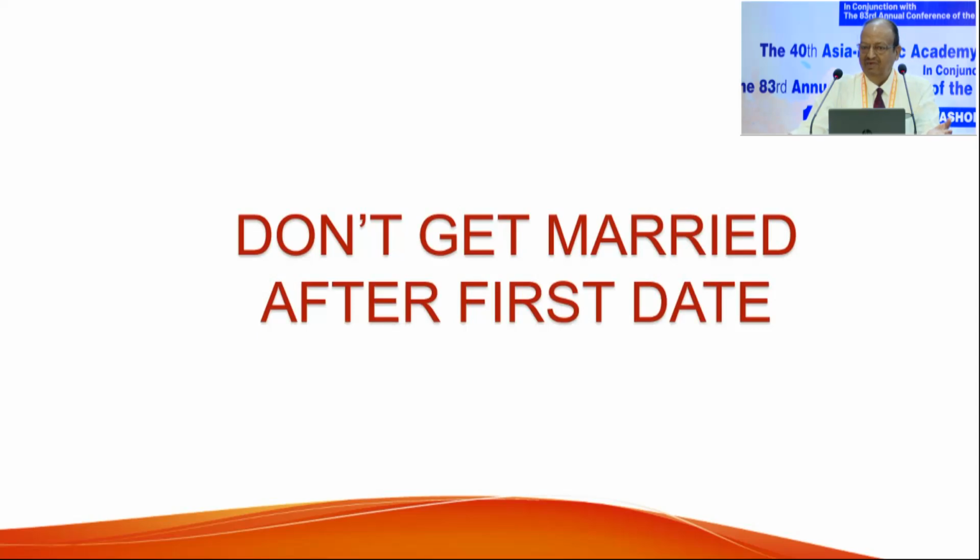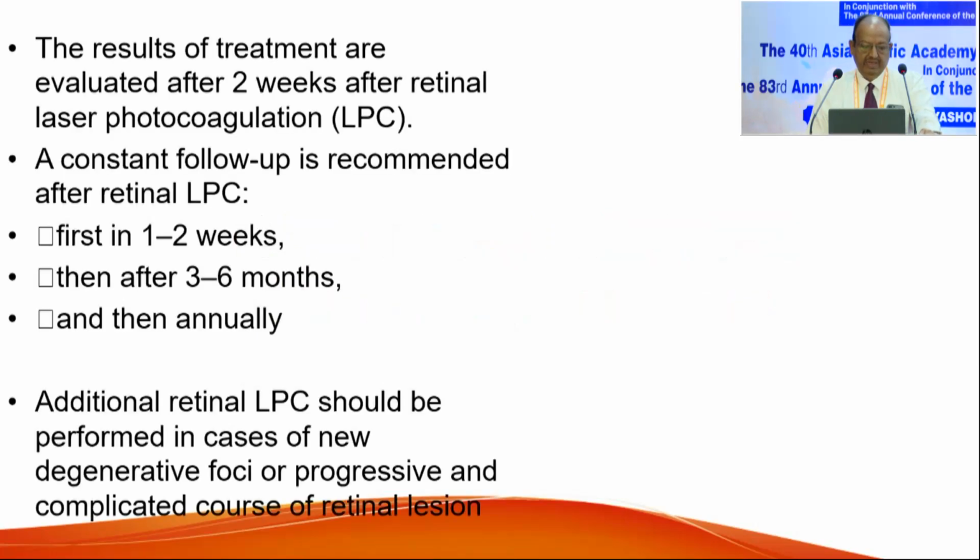Cataract surgery is different. Laser requires perseverance, patience, and the patient has to come for umpteen follow-ups in fact. Perfect control of diabetes if diabetes is the cause, perfect control of hypertension if hypertension is the cause. As far as the evaluation is concerned, the laser treatment is evaluated 2 weeks after the retinal photocoagulation, a constant follow-up, first in 1 to 2 weeks, then after 3 to 6 months, and preferably then annually. Additional laser photocoagulation is performed in cases of new degenerative or progressive complicated retinal lesions.